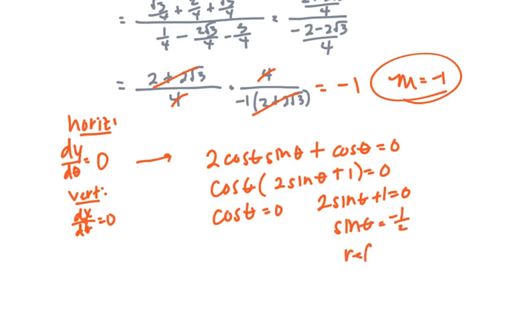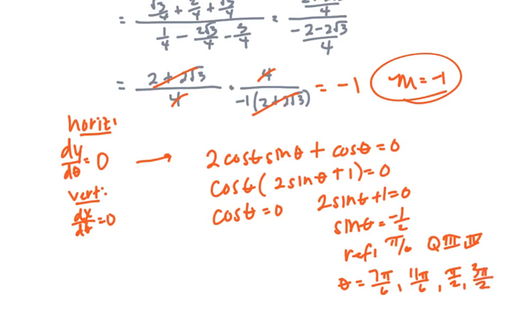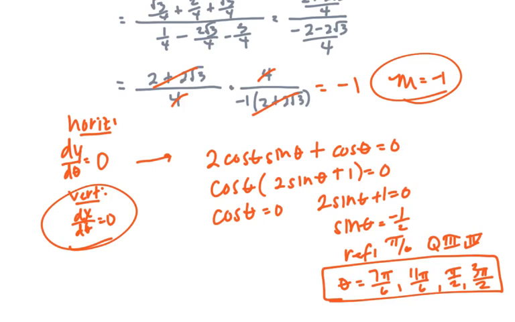So our reference angle is pi over 6, and we're in quadrants 3 and 4 for sine to be negative. So that means theta is 7 pi over 6, and 11 pi over 6. And then cosine of theta equals 0 at pi over 2 and 3 pi over 2. Now, in order to find where it's vertical, you would set the denominator equal to 0.